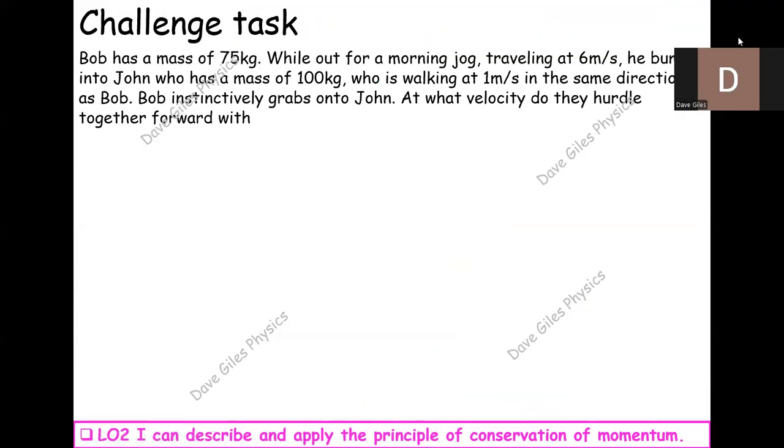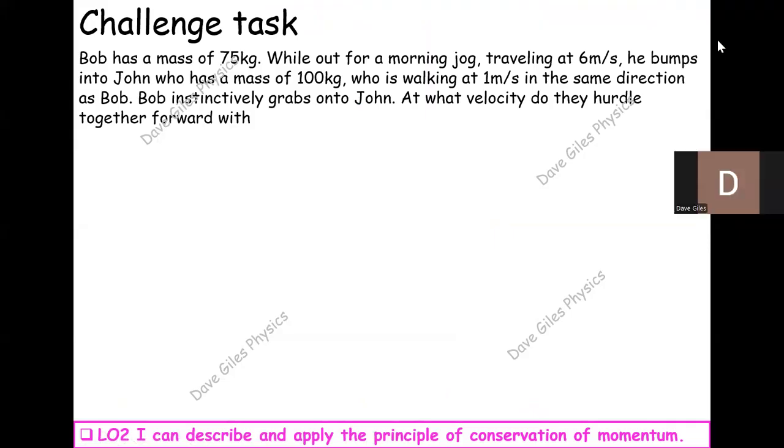Here is quite a challenging question. Bob has a mass of 75 kg. Whilst out for a morning jog, traveling at 6 meters per second, he bumps into John, who has a mass of 100 kilograms, who is walking at 1 meter per second in the same direction as Bob. Bob instinctively grabs John. At what velocity did they hurtle together forward?